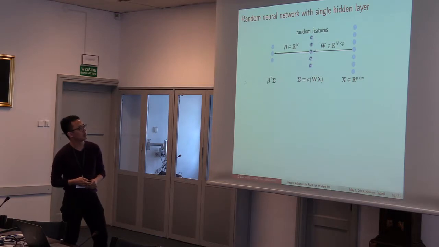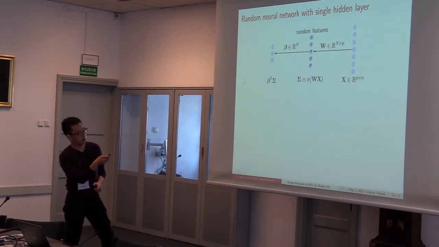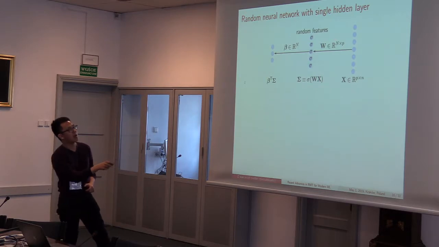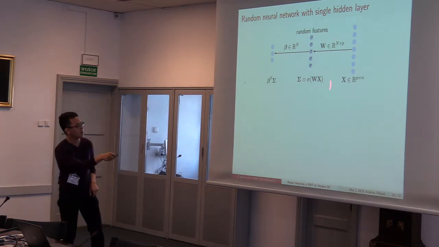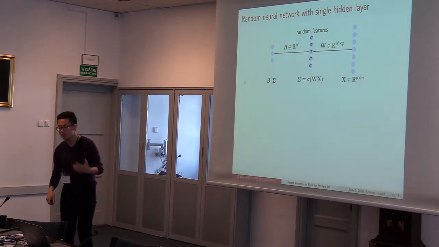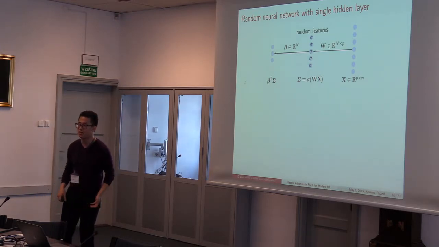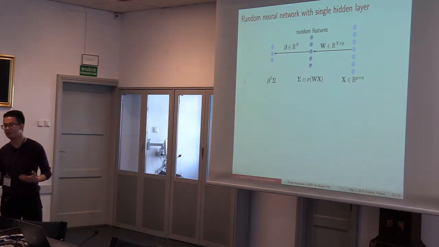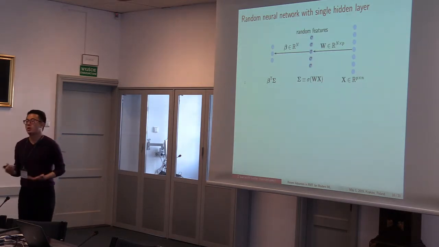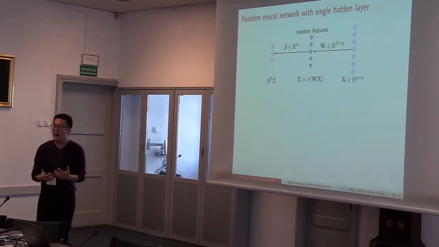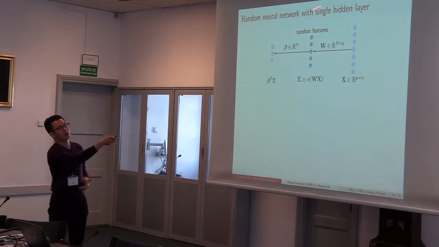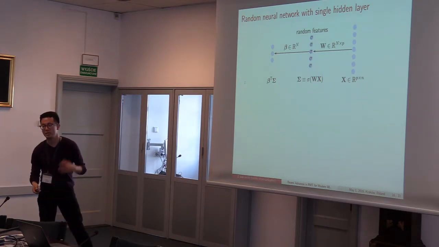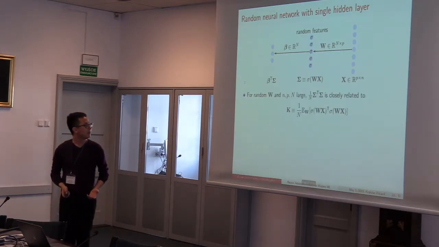Just for information, when you take this W random and you apply some entry-wise nonlinearity, you form this large sigma matrix. Indeed, this corresponds to something called random features in machine learning computing. So it exists, and we want to understand what kind of features it indeed extracts from the data X. So we are going to study these so-called random features.